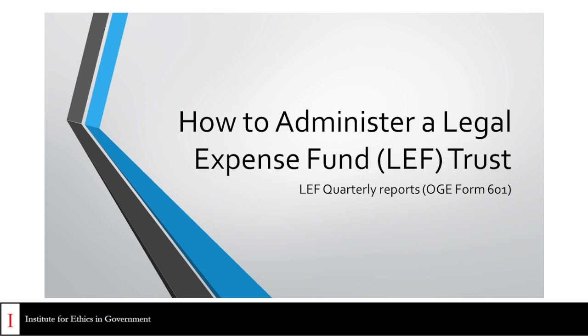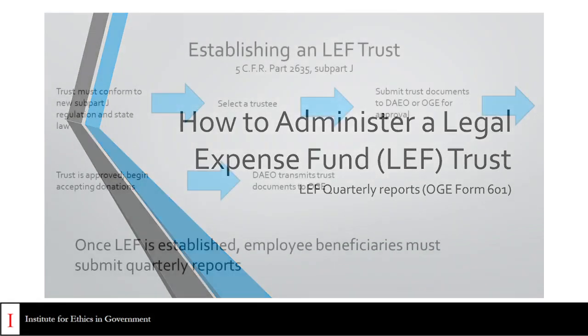This training is one in a series of trainings that OGE will be conducting about the new Legal Expense Fund. Today is focused on how to administer LEFs, with a focus on the LEF quarterly reports, which are filed on the OGE Form 601. We will look at these reports both from the employee beneficiary's perspective, what to file, how to file, when to file, and the agency ethics official's perspective, how to review these reports and what you are looking for. Next slide, please.